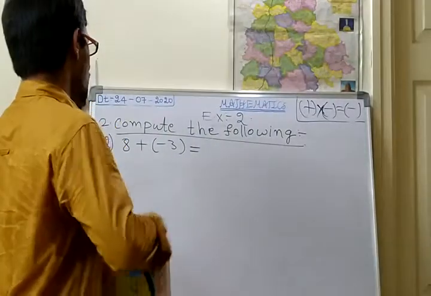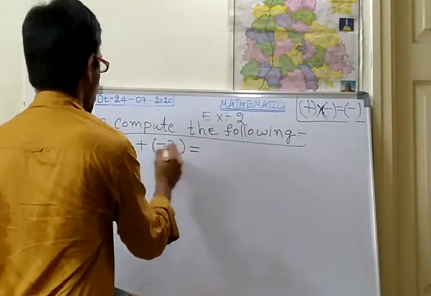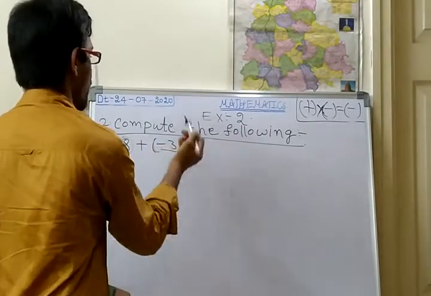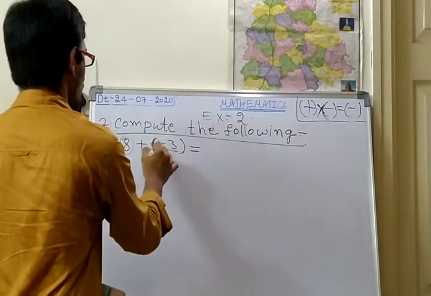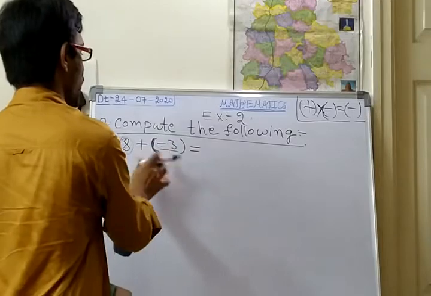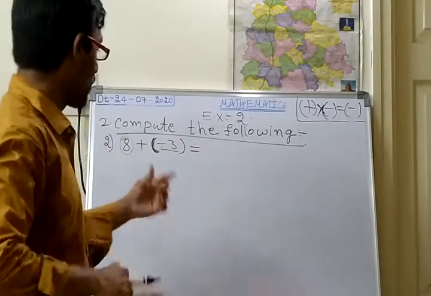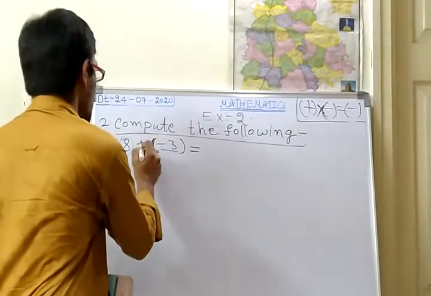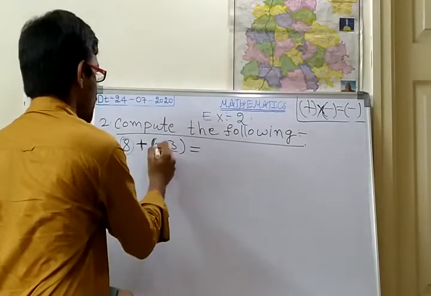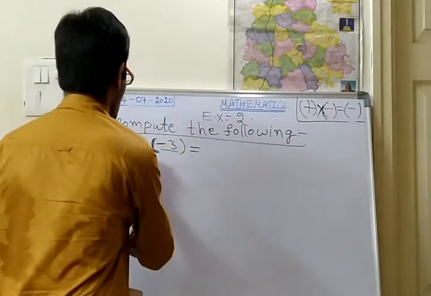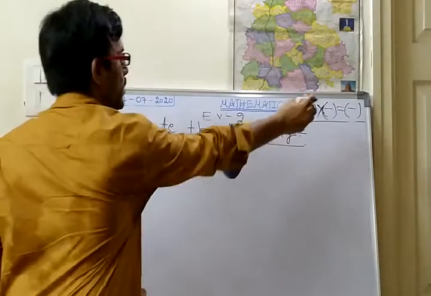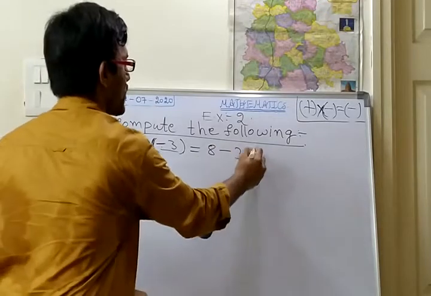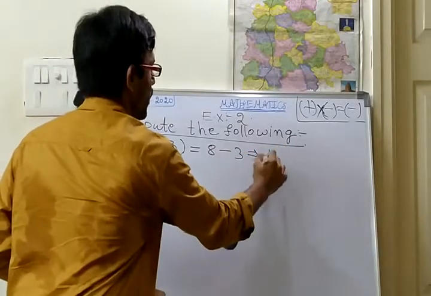So how should you solve? Whenever you have to solve, here two symbols are there. Plus sign is there, minus is there. So a positive number is there, a negative number is there. If you want to solve this one, you have to remove this bracket, then only you will be able to solve it. How should you remove it? By multiplying this plus symbol and minus symbol. So 8 plus of minus 3. Plus into minus is minus only. So 8 minus 3. What is 8 minus 3? 8 minus 3 is 5 only.